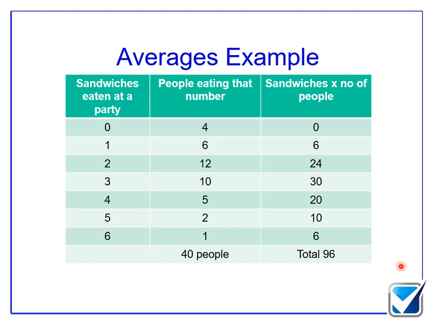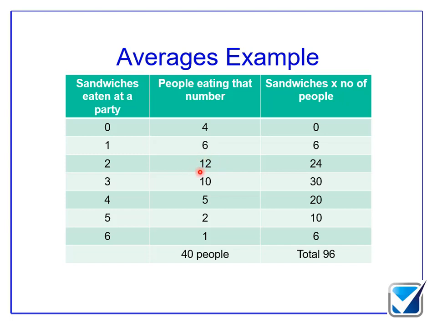The median becomes, well, I've got 40 people here going from top to bottom. If I start at the top and work my way down, how far do I get before I get to my 20th person? 4 plus 6 is 10 plus 12 is 22. So that now means that the median is going to be 2 sandwiches.